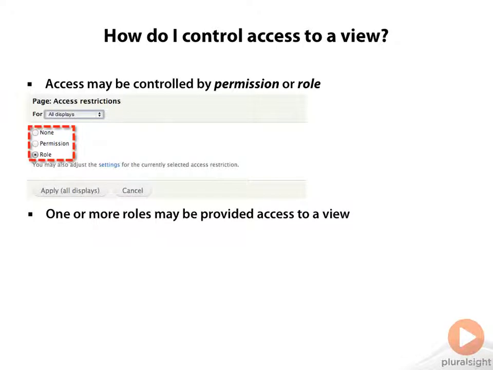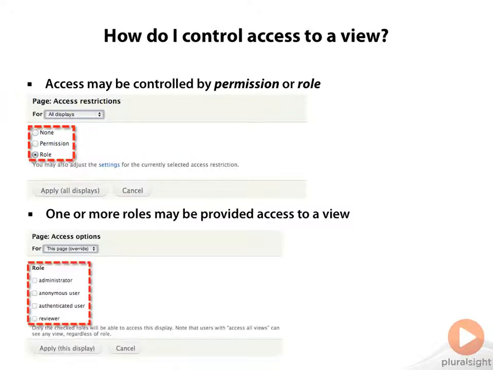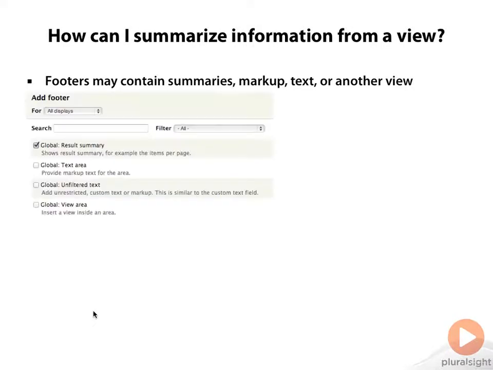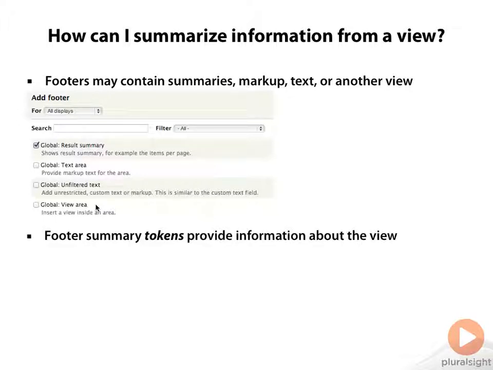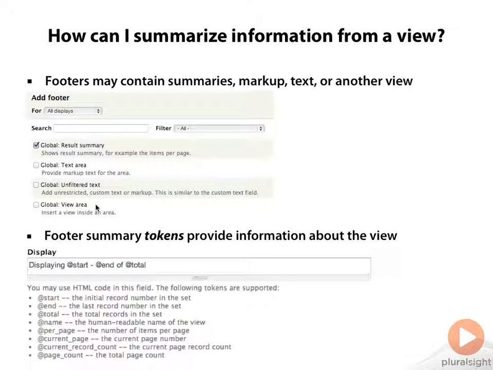You can also control access to a view by either permission or by role. If you do select to control access to a view by role, you can choose from any of the roles that you've defined for the system. You can also summarize information from a view by a summary with arbitrary filtered or unfiltered text, or by injecting another view within the footer area of a view. If you do summarize within a footer, tokens are available to provide page count, totals, and similar information.